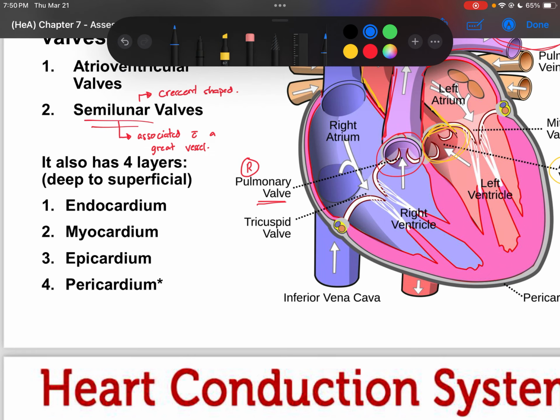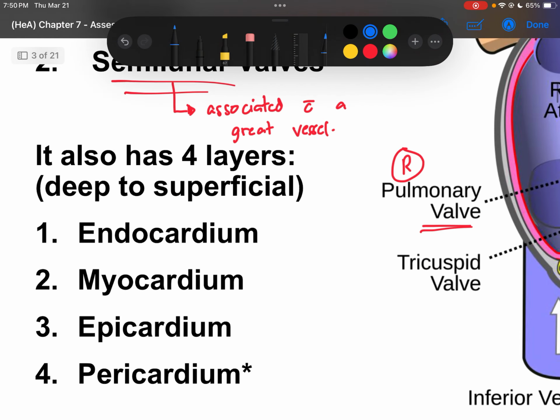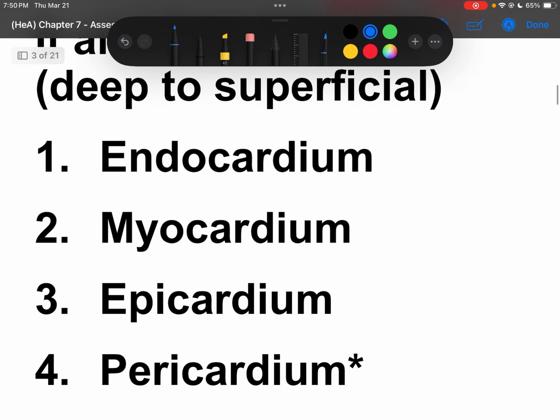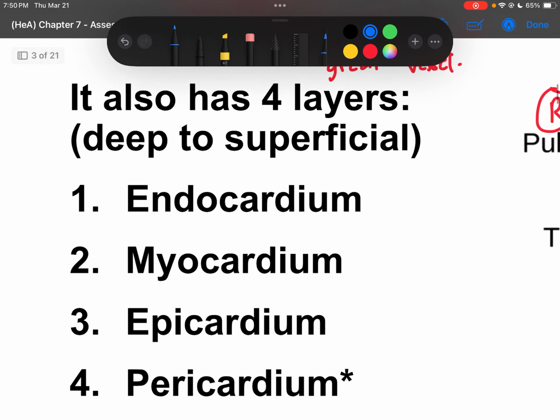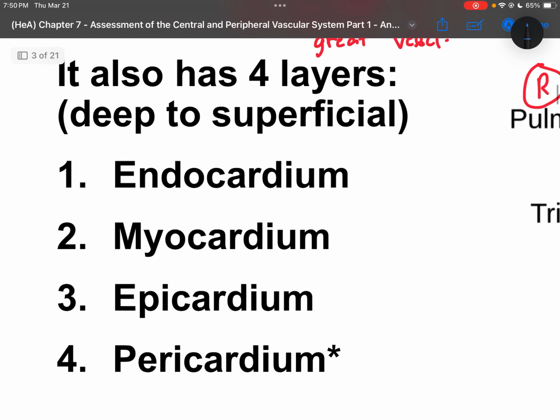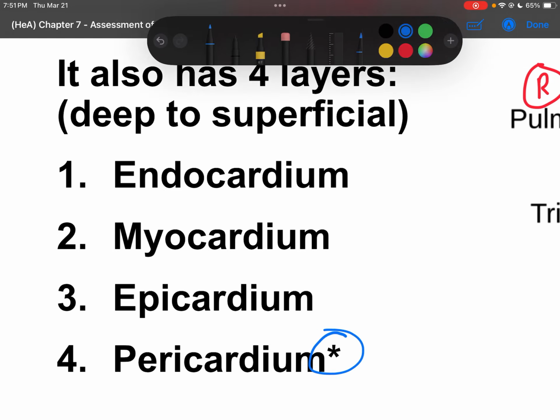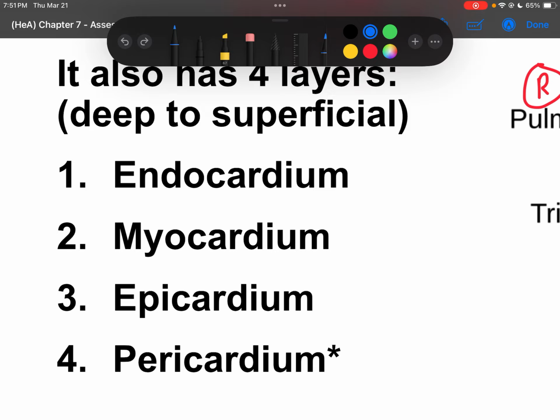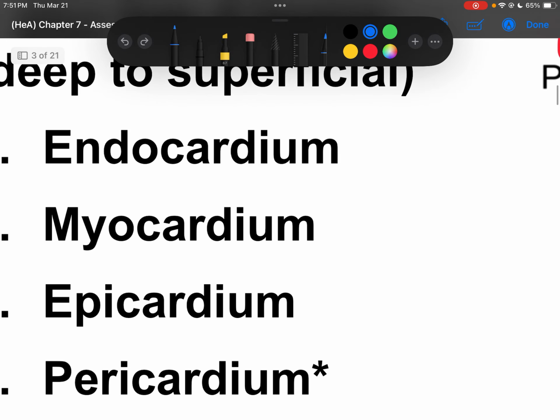Next, class, is our layers of the heart. According to the old book that we used for anatomy and physiology, there are 3 layers, but I would like to include the pericardium with an asterisk because it is not specifically a layer that is directly connected to the heart. First is our endocardium. The endocardium is the innermost layer.